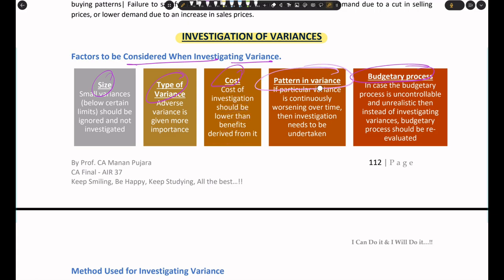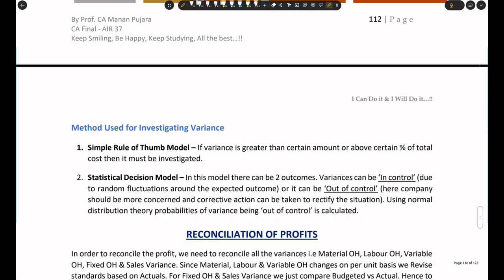This is logical. Pattern in variance: if a particular variance is continuously worsening over time, then an investigation needs to be undertaken. This is also right. Then budgetary process: in case the budgetary process is uncontrollable or unrealistic, then instead of investigating variances, the budgetary process should be reevaluated. Okay, then the methods used for investigating the variances: first is the simple rule of thumb model, second is the statistical decision model. So first, what does the simple rule of thumb model say? If a variance is greater than a certain amount or above a certain percentage of total cost, then it must be investigated.